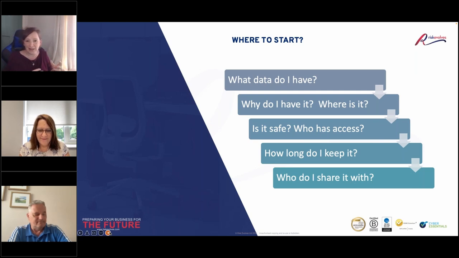It sounds quite simple, but it's really important to know that when you're putting that data into the cloud, it's not just floating around there. It's actually on someone else's computer. So remember, when you've put it on someone else's computer, is it safe? Who's got access to it? Make sure that those data processors, those suppliers you're using to process that data, are keeping it safe.